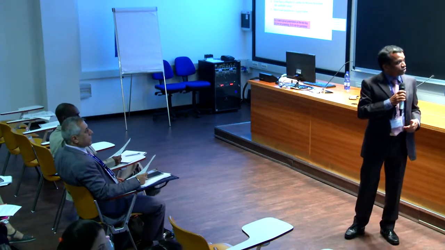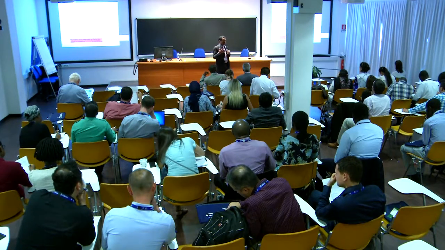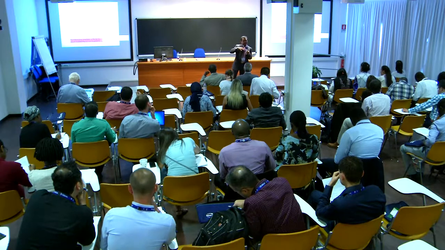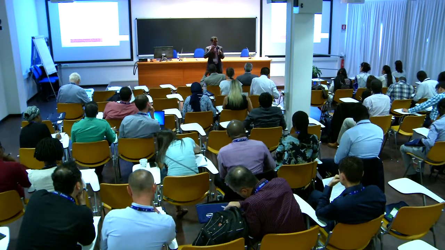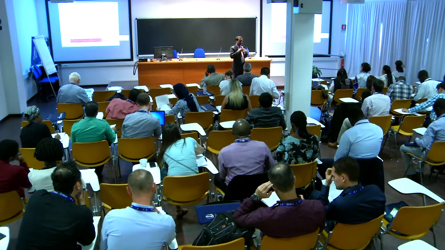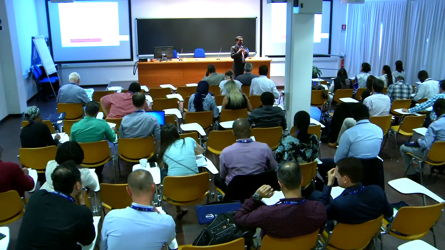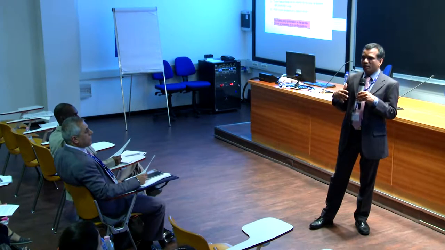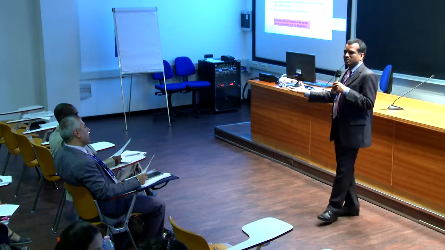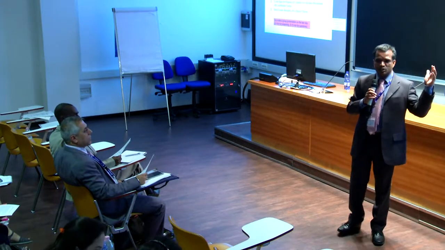The second topic is about radiological impact assessment of developing and sustaining different energy sources for the generation of electricity. There are various types of energy resources like coal, wind, solar, nuclear, and taking a life cycle perspective, from construction and commissioning until the end of decommissioning, how each of these sectors radiologically impacts the environment. There is an interesting study: when you listen to the presentation from Mr. Abel on Friday, you will have a very different understanding of how radiation from different sources of energy impacts society. So this project is about how different sources have radiological impact.